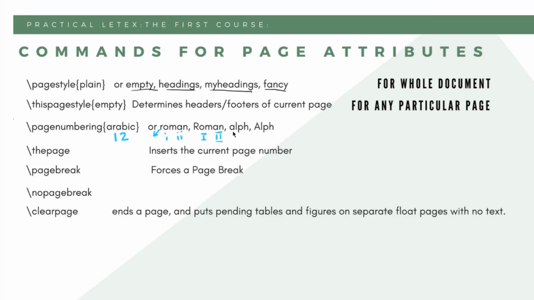And with alph, if it is lowercase, the page numbers will be a, b, and c. This type of numbering you sometimes need for appendices, glossaries, or some part of your documents. If you use the capital version, the numbers will be A, B, and C, in capitals. So you select any of these styles by using the \pagenumbering command.